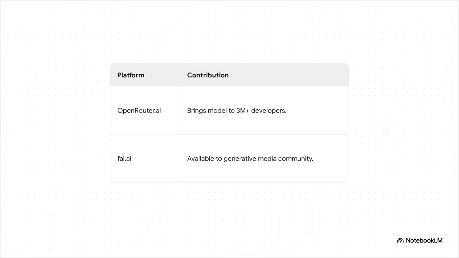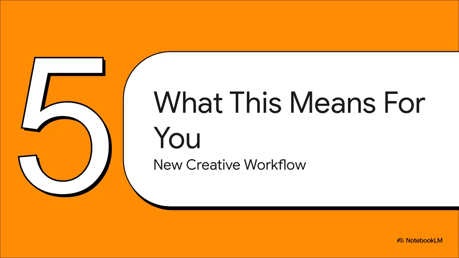And to get this tech into as many hands as possible, Google's also teaming up with platforms like OpenRouter and Fal.ai. This is going to make the model available to literally millions of developers right where they're already building their projects. So, when you put all these pieces together, what does it actually mean for your creative process?